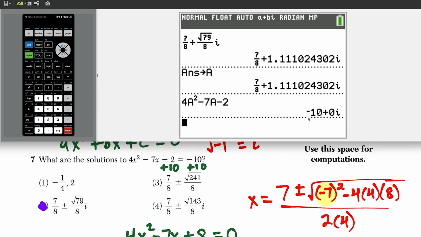And it does. It comes up as negative 10 plus 0i, which if the imaginary part is 0, then we just look at the real part here. So choice 2 is looking good.